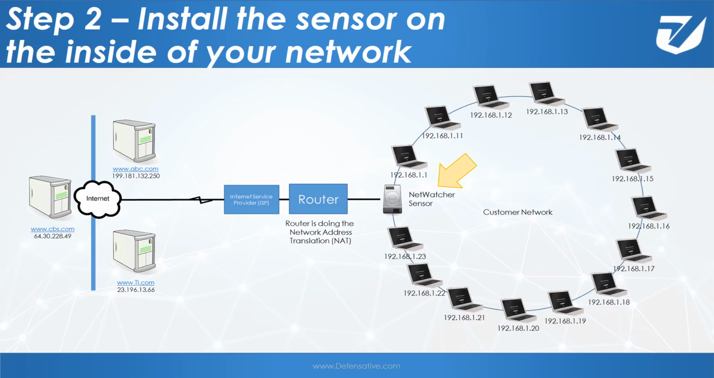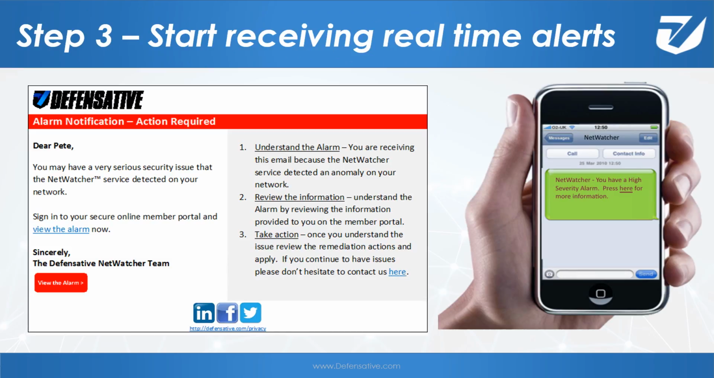Step 2. For the NetWatcher sensor to see and understand your traffic, it needs to be on the inside of your network and positioned in a location where it can see all of your internal traffic. Specifically, the sensor needs to be on the inside of the device that is doing your network address translation. Step 3. Then you start receiving real-time alerts.